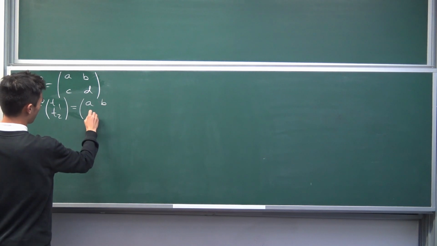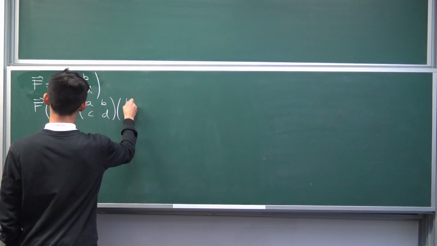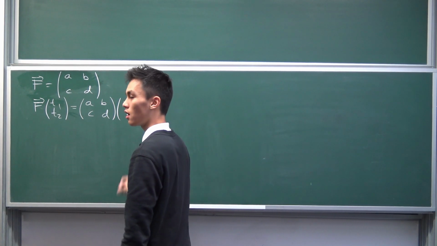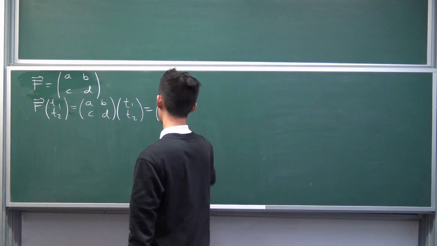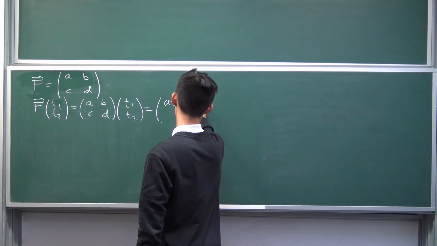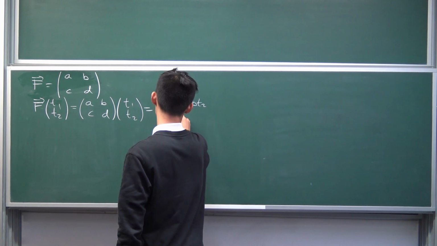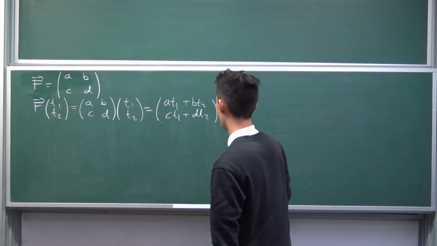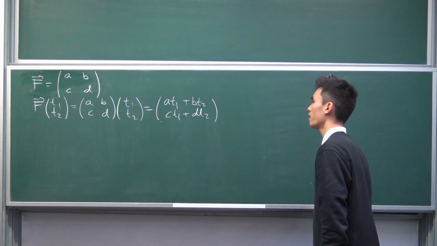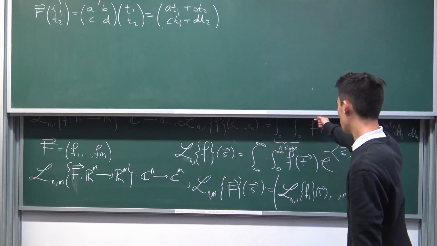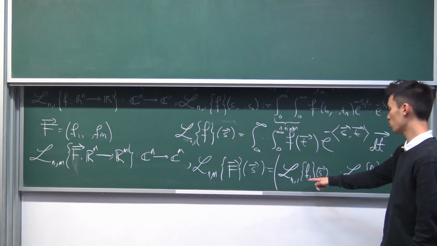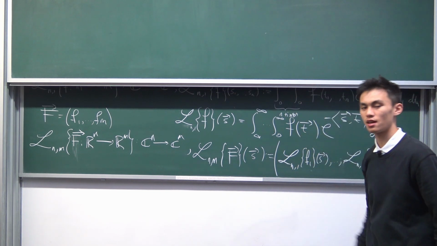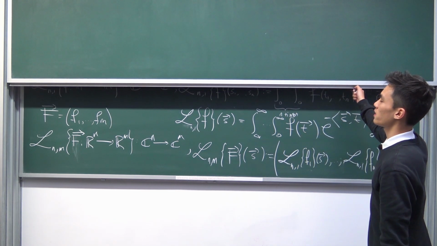So this is just going to be A, B, C, D, and then we act on t1 and then t2. This is going to give us the components of our function. Namely, it's going to be A times t1 plus B times t2, and then we're going to have C t1 plus D t2, like so. Okay, so we have the components. There are 2 components to our function here. And for each of our components, we need to take the n-dimensional Laplace transform, but in our case it's the 2-dimensional Laplace transform of both of those linear functions we have there. Okay, so let's try to do that now.